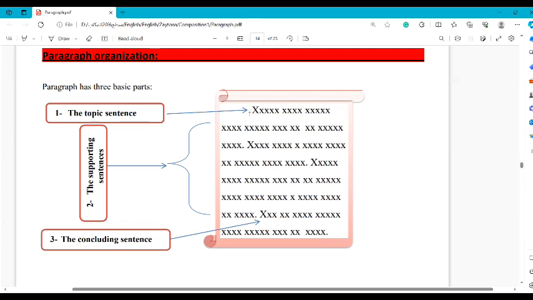So the indentation is very important in writing and it is one of the characteristics of academic writing. When you have indentation or space in the beginning of the paragraph, it means that your writing is formal, your writing is academic, okay? Because if you, for example, see formal writing, like books or novels, you will find in each paragraph we have this space, okay? Especially in research or academic writing.